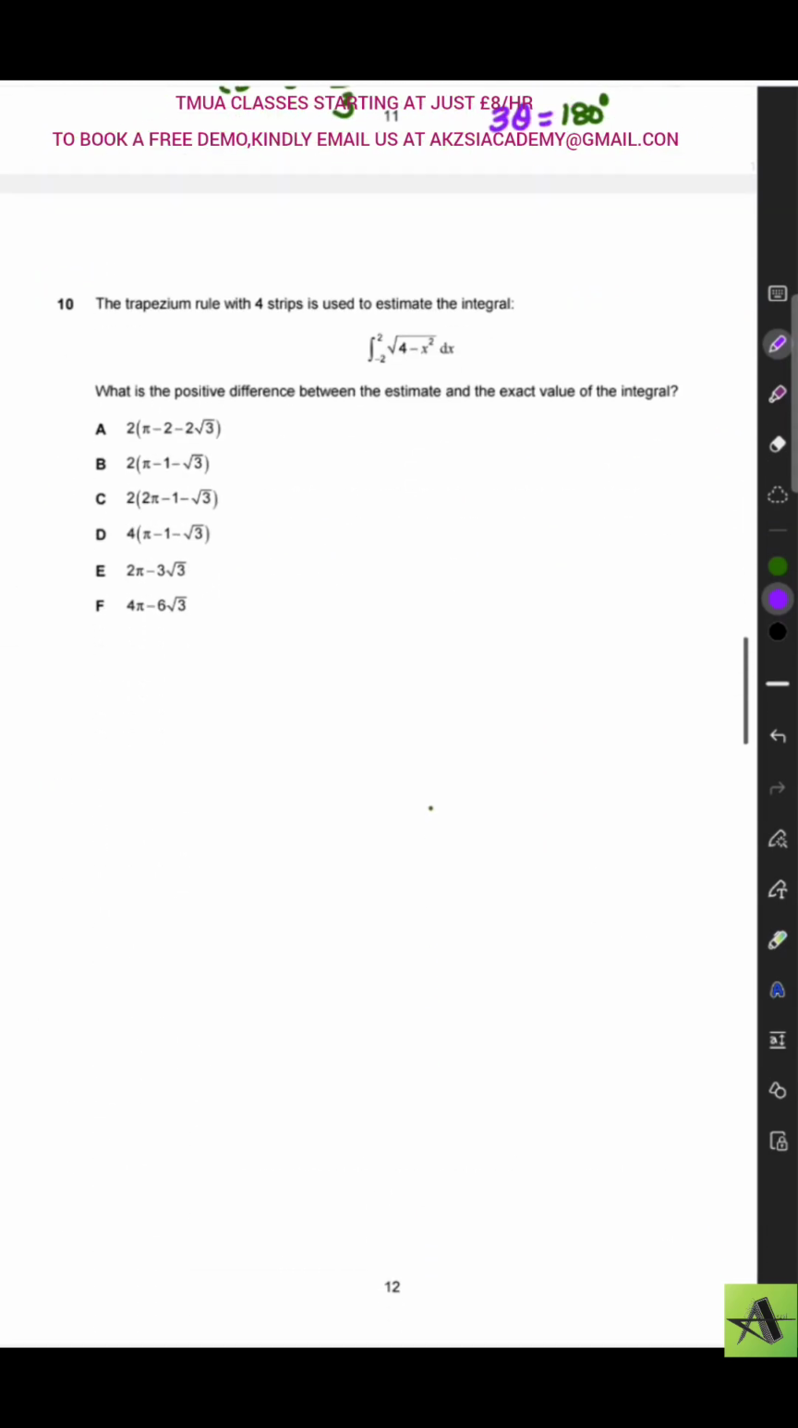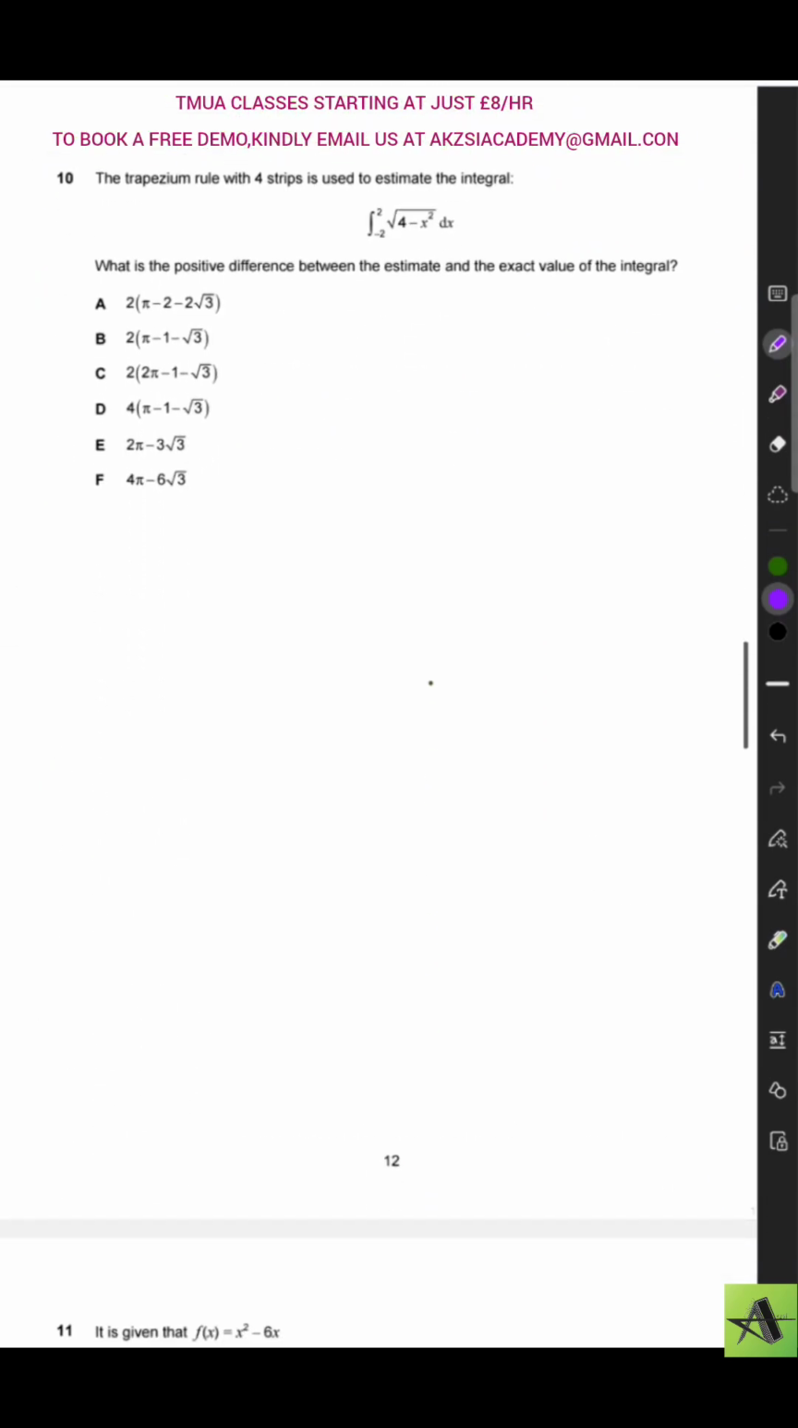Moving on to the last question. This is not the last question of this paper, but the last question of this section, because there are 20 questions.